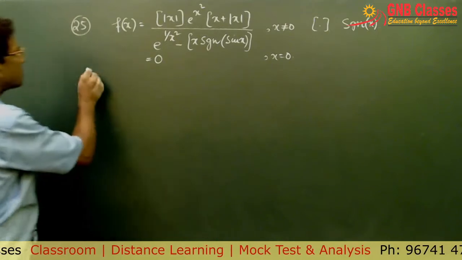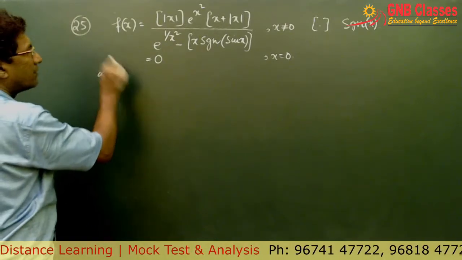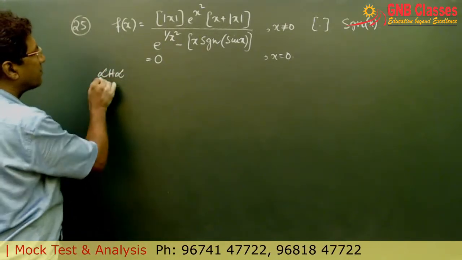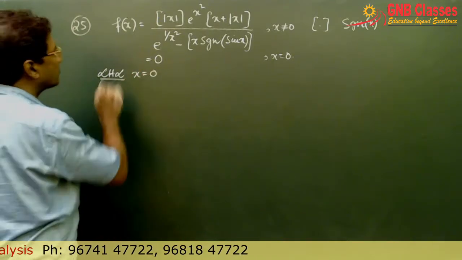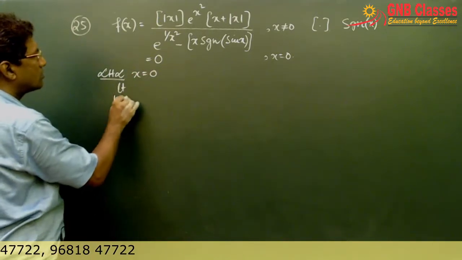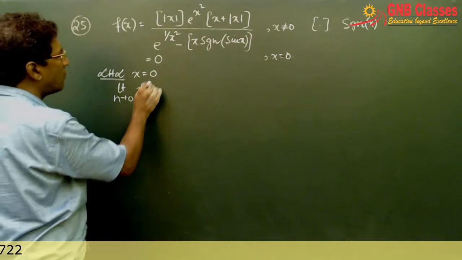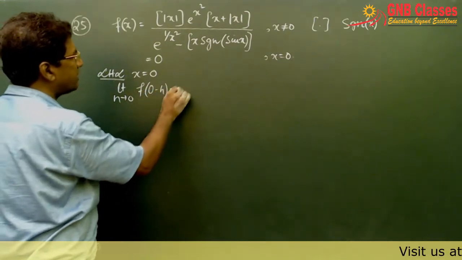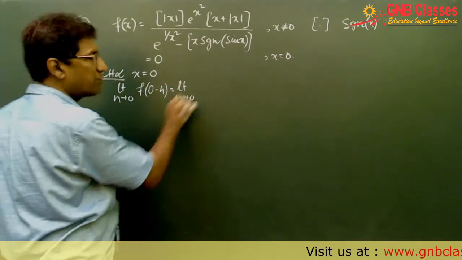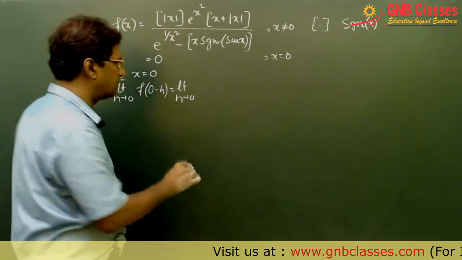So, let us start with the left hand limit at x equals 0. Limit h approaches 0, f of 0 minus h, where h is a very small positive number.